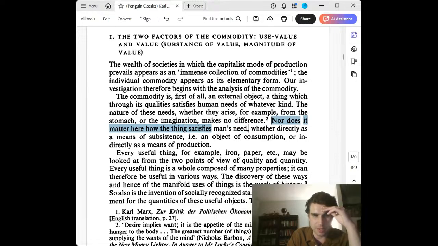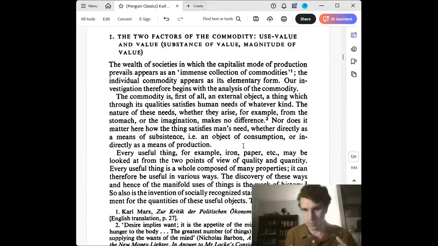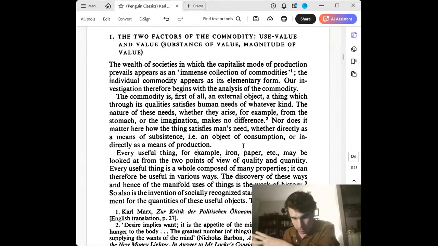Nor does it matter here how the thing satisfies man's need, whether directly as a means of subsistence, i.e. an object of consumption, or indirectly as a means of production. So things can be directly consumed by us, or we can produce commodities and sell them, and they can then get bought to be used to make more commodities, right? Machines are commodities too.